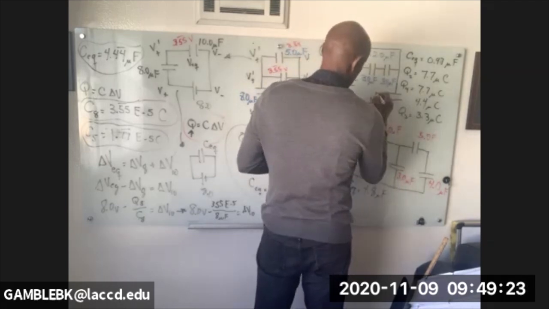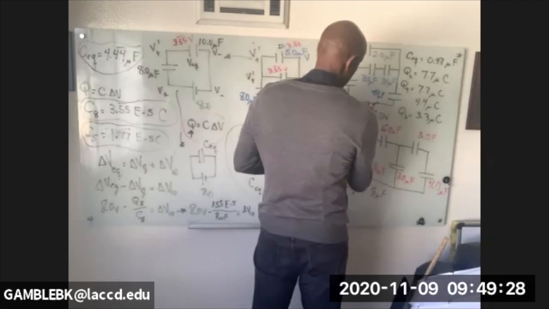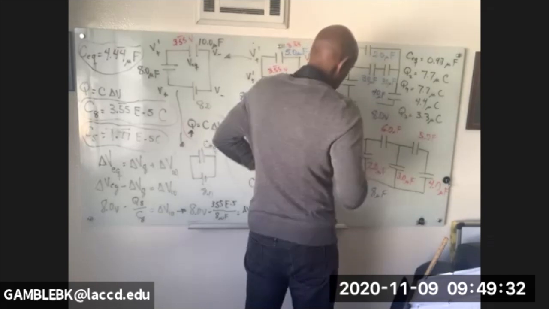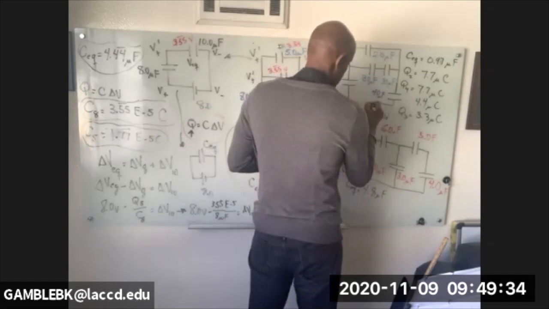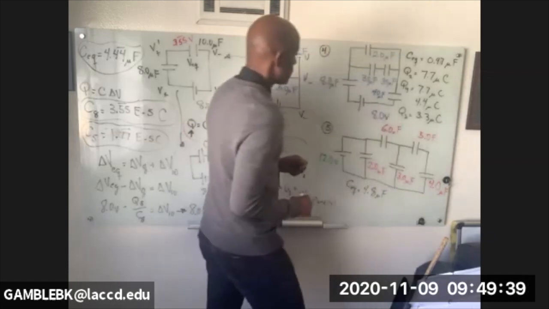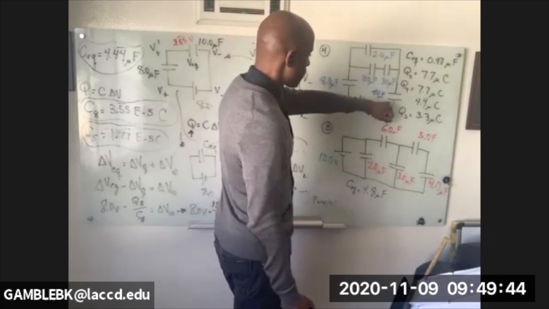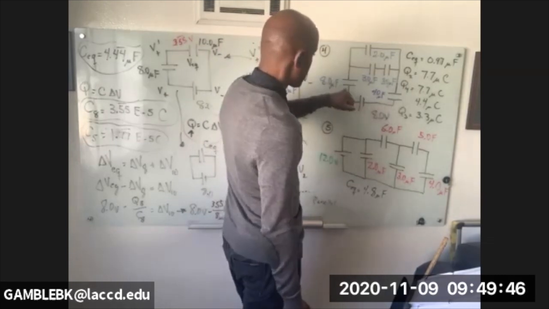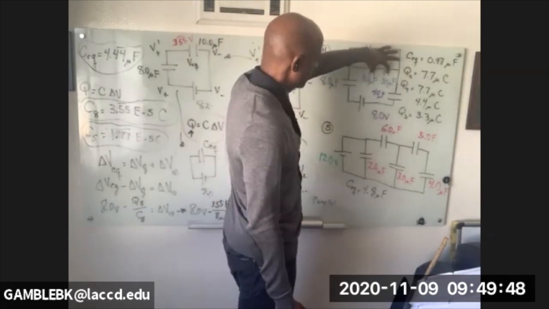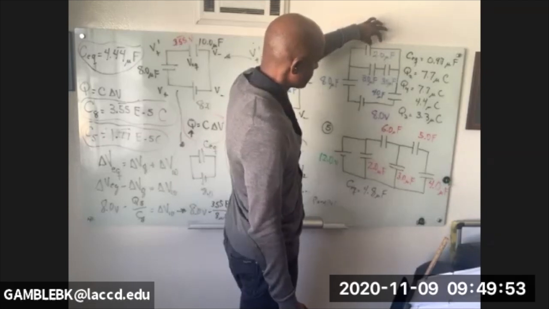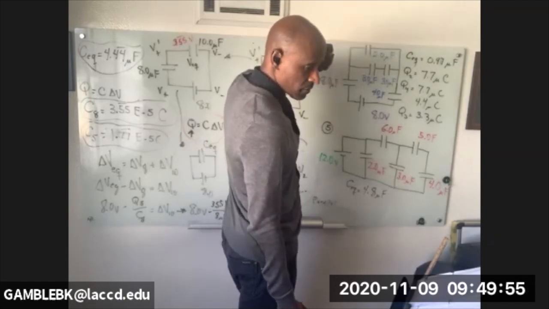So this is 4.0 microfarads. Bring the battery over here. So there's 5 capacitors with 4 types: a 4 microfarad, an 8 microfarad, 2, 3 microfarads, and 1, 2 microfarad up here. Is that better?